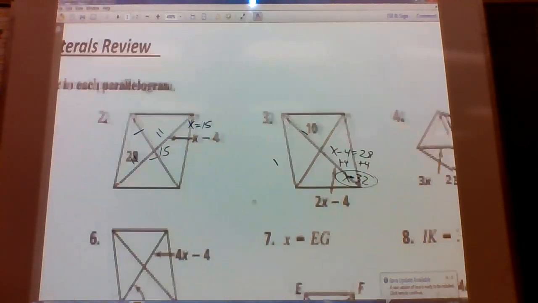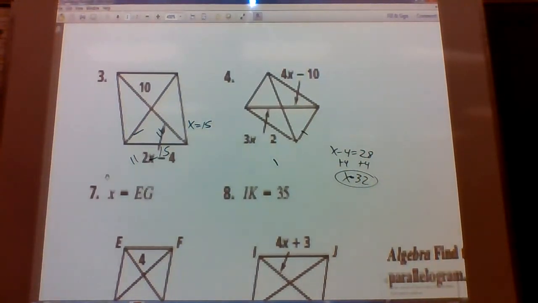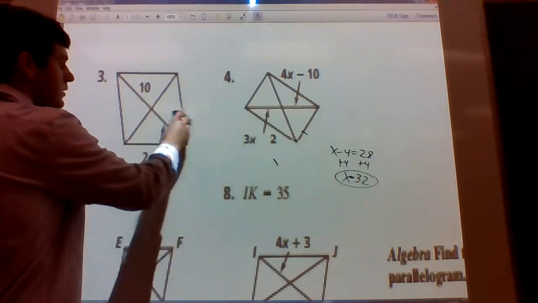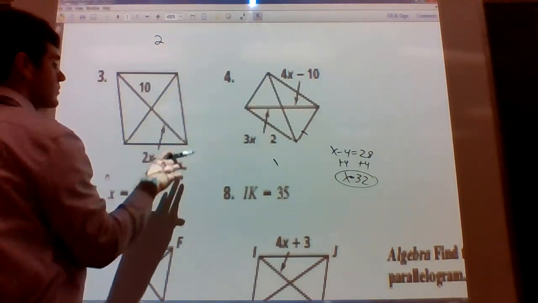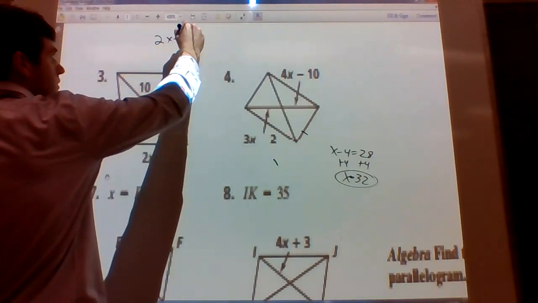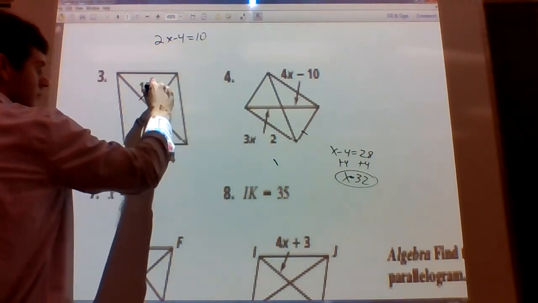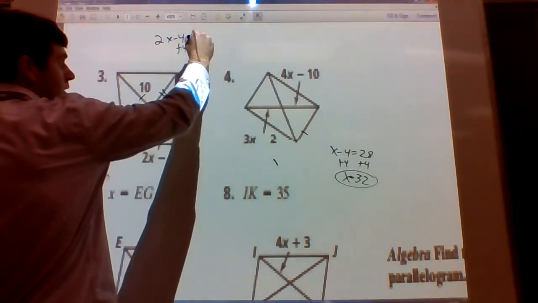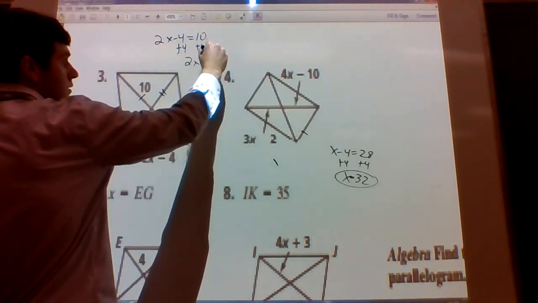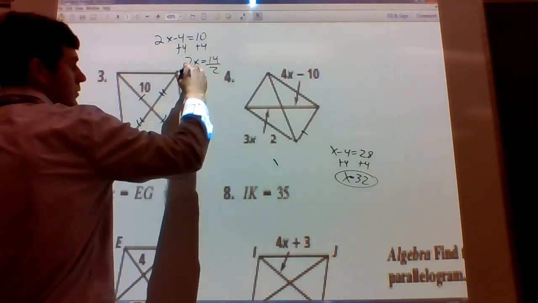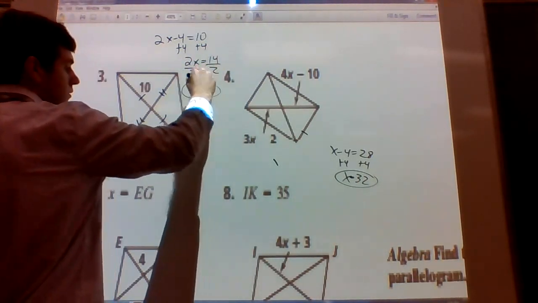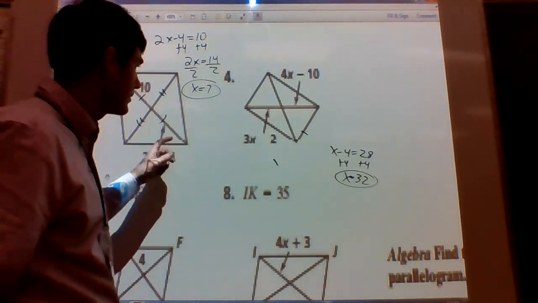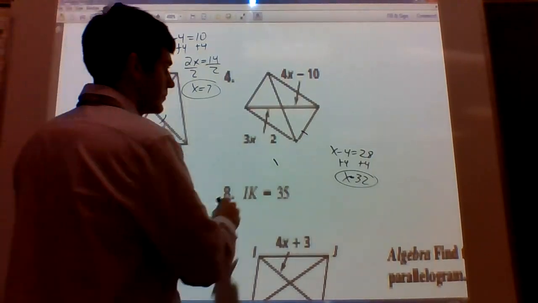Let's drag over 3 and 4. Same idea here for 3. Diagonals bisect each other, so 2x minus 4 is going to equal 10. Add 4 to both sides and then divide by 2. And we get x equals 7. Substitute it back in. 2 times 7 is 14. 14 minus 4 is 10. So we know we have the right answer.